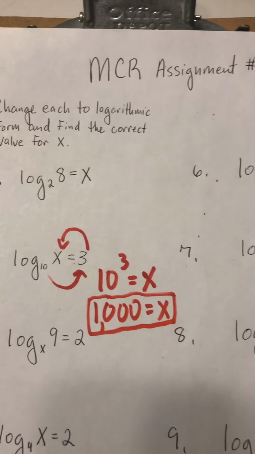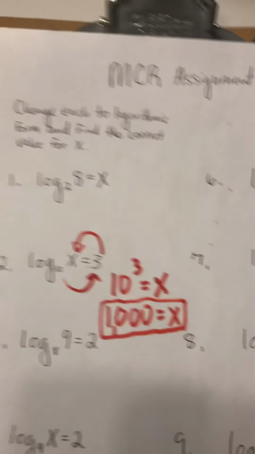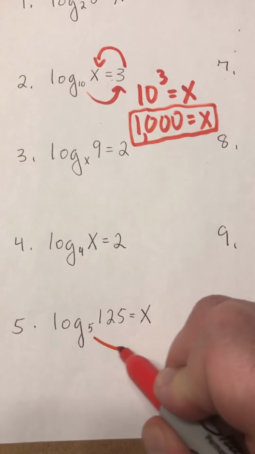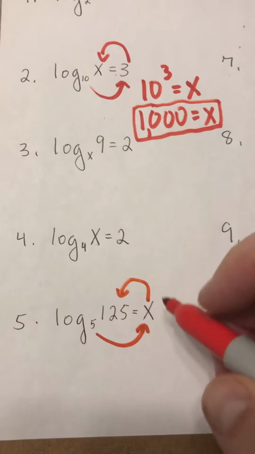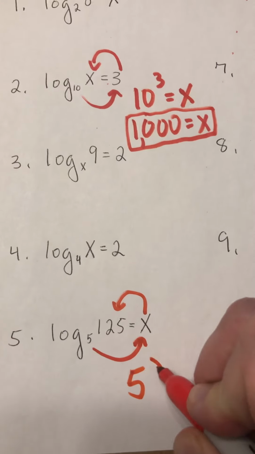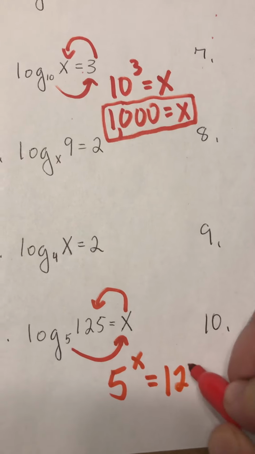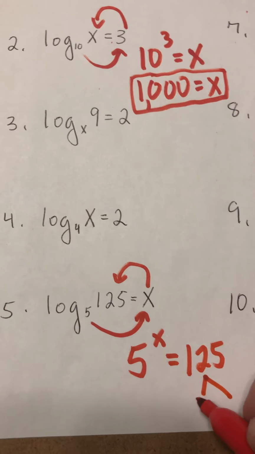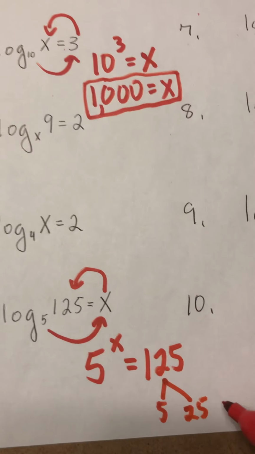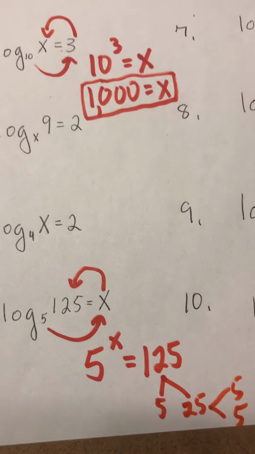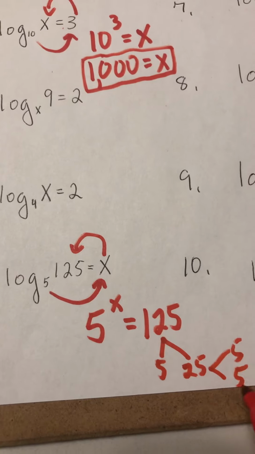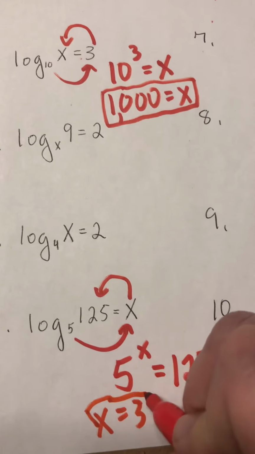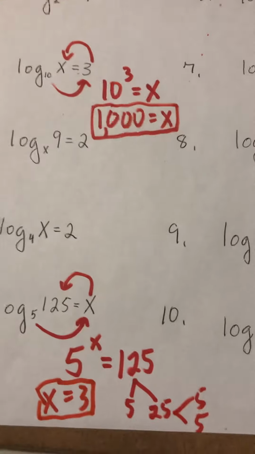Let's take a look at number 5. Log base 5 of 125 equals x. So we have 5 to the x equals 125. That may not be obvious, but if you break down 125, think of $1.25, that would be 5 quarters, and there would be 5 nickels in a quarter. So there, the factors would be three 5s. So here we have x equals 3. And that's what you get for that.